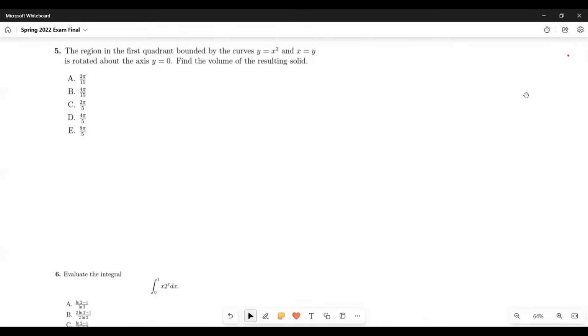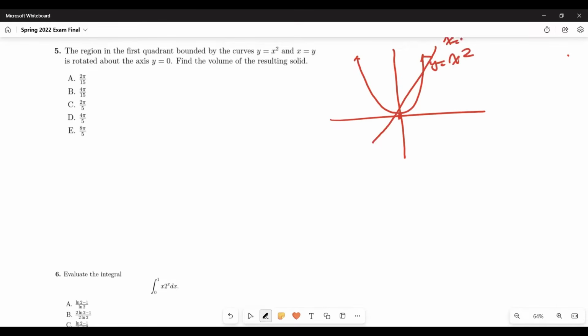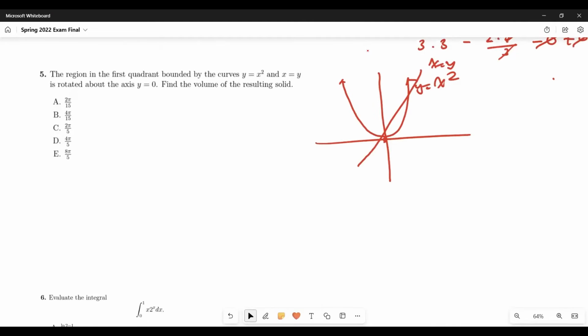Okay, this question asks to find the volume of the resulting solid. Okay, let's draw it first. So it's y equals x squared. Oh, it's supposed to look like that. And then x equals y. Okay, and it's revolving around y equals 0. So I'm going to use the disk washer method.